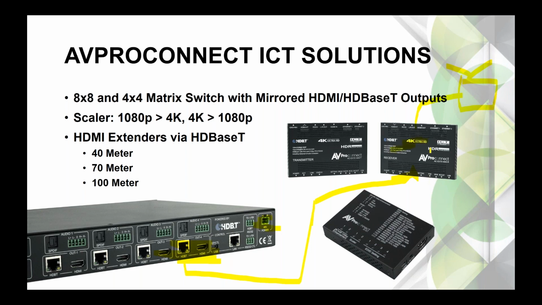The extenders come in 40, 70, and 100 meter versions. The 40s and the 70s have been shipping for about 2 months. They've been on back order a few times. They're quite popular. The 70 adds Ethernet. The 100 adds Ethernet and USB, and the 100 meter version will be shipping in about 4 weeks.